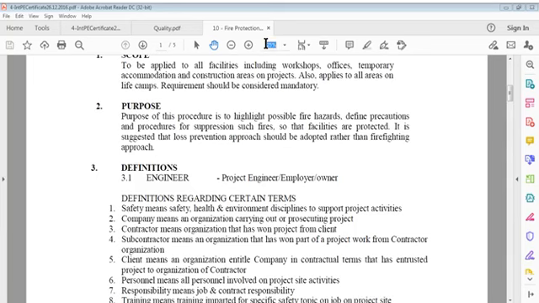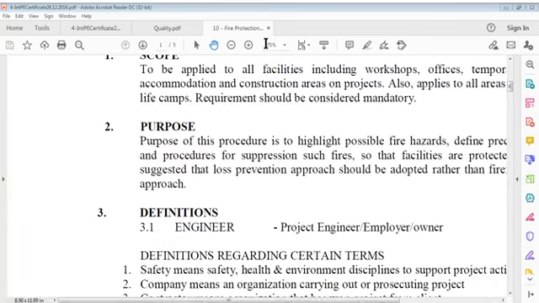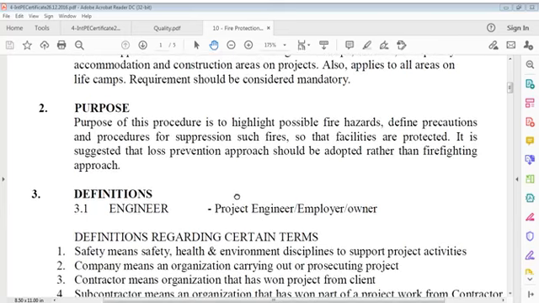And the purpose of this procedure is to highlight possible fire hazards and define precautions and procedures for suppression of such fires. Because if fires happen, we have to suppress them. That's very much required, so that facilities are protected. It means we don't want to burn our facilities because of fire. So we have to suppress that, or we have to take preventive measures, loss preventive measures.